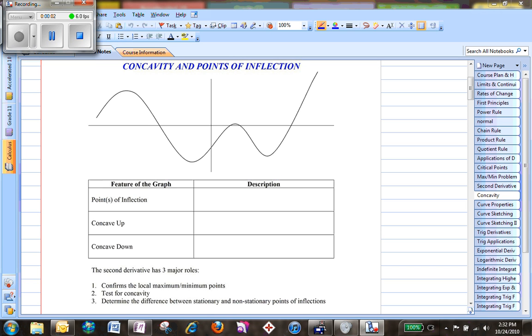Hey everyone, today we're going to be dealing with concavity and points of inflection. Up until now, we've been dealing with the first derivative. Last class, we started talking about the second derivative. So let's see what the second derivative can actually tell us.